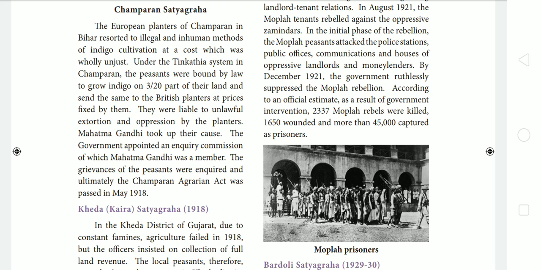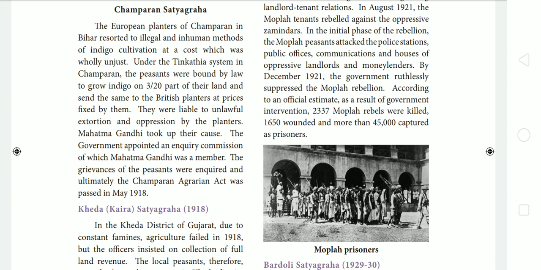So the European planters of Champaran in Bihar. Champaran is a place in Bihar. The European planters of Champaran resorted to illegal and inhuman methods of indigo cultivation at a cost which was wholly unjust. They followed an illegal and inhuman method to cultivate indigo.